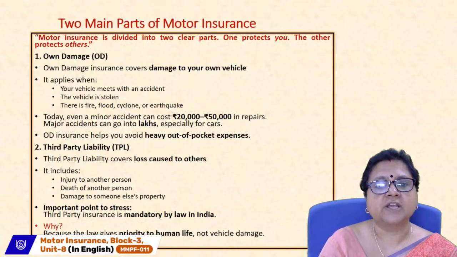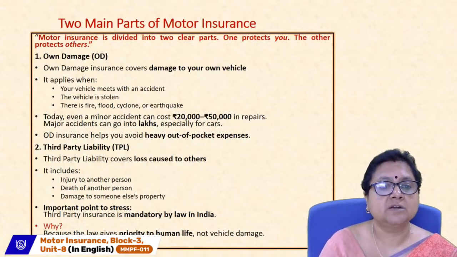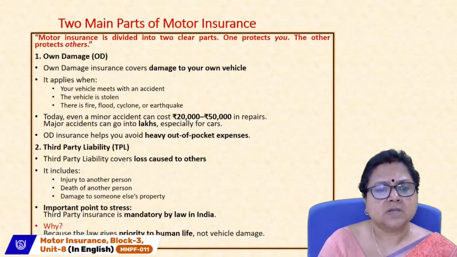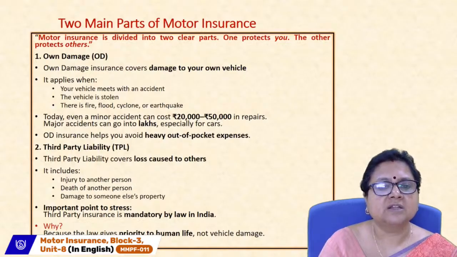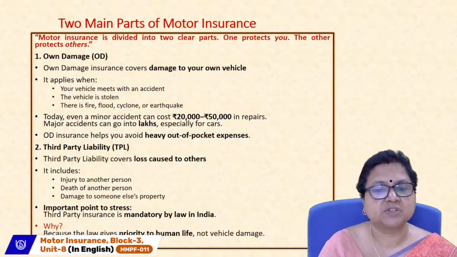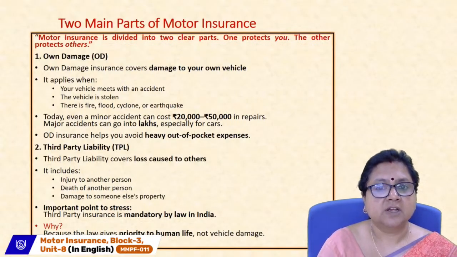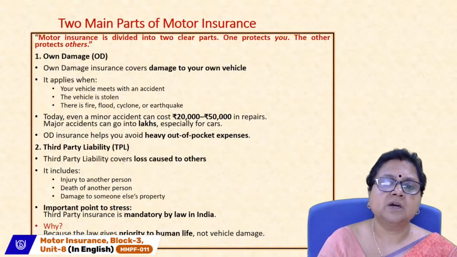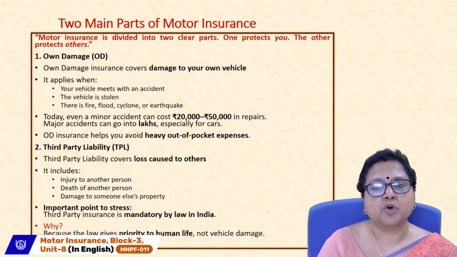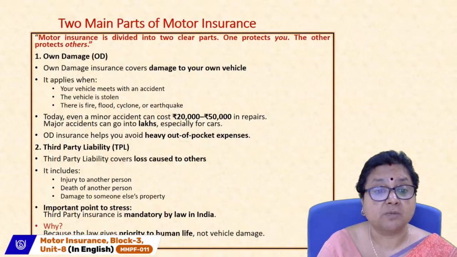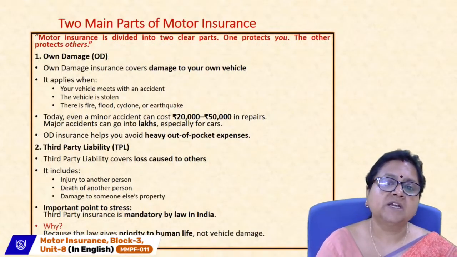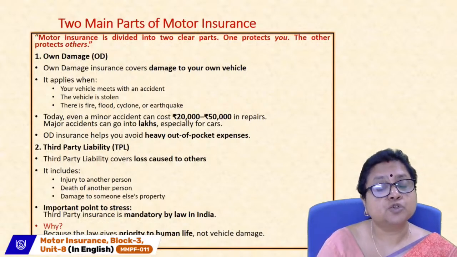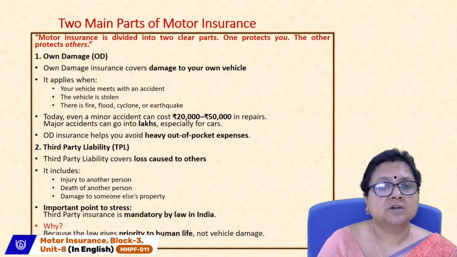And as of today, any minor accident can cost around 20,000 to 50,000 in repair. The cost is rising day by day due to inflation also. And in some major accidents, the cost can go up to several lakhs, especially in four wheelers. If we don't have insurance, spending this amount on repairs will be a heavy out of pocket expense for any individual, and it is unplanned. That is why it is very important that every individual who owns a vehicle should go for motor insurance for his own safety and security.